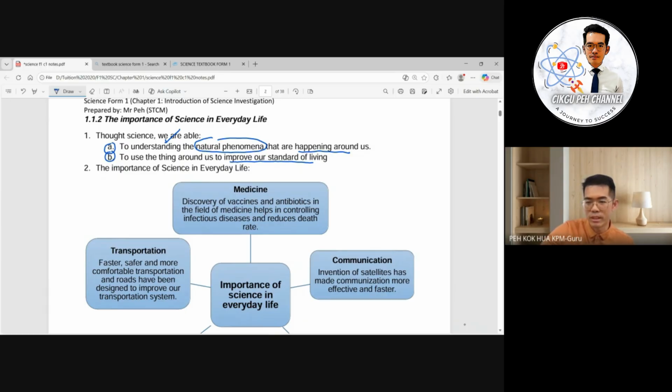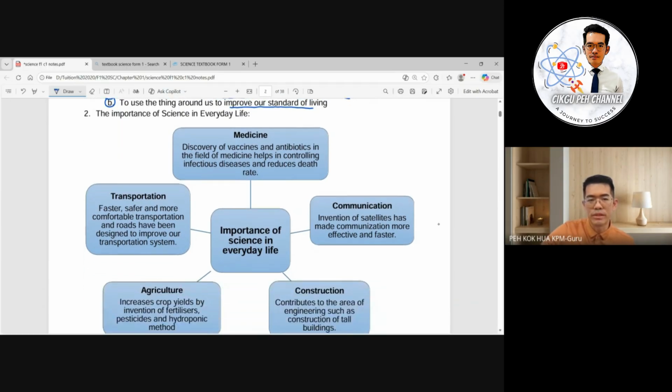Okay, so here, number 2, the importance of science in everyday life. If you look at the chart, the importance can be classified into 5 fields. The first is medicine. In medicine, there is the discovery of vaccines and antibiotics.